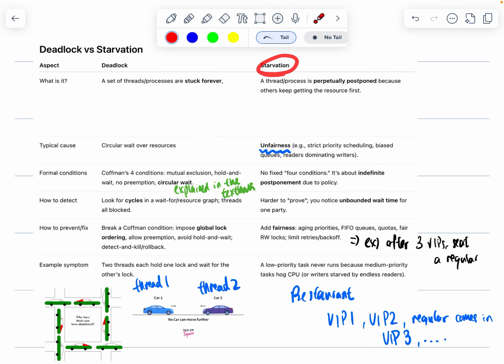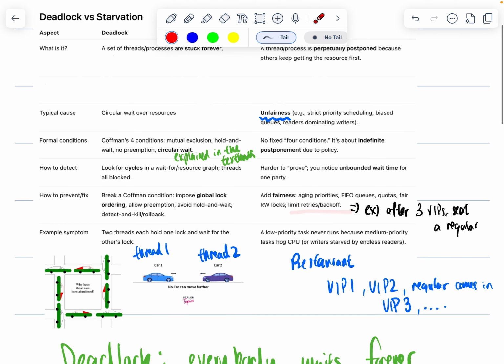To talk about starvation, how do we prevent and fix this? We basically improve the policy. We add fairness. We add aging priorities, FIFO queues, quotas, fair RW locks, limit retries and backoffs. For example, to extend our analogy, after 3 VIPs in the restaurant, seat a regular, so the regular has a chance to eat.